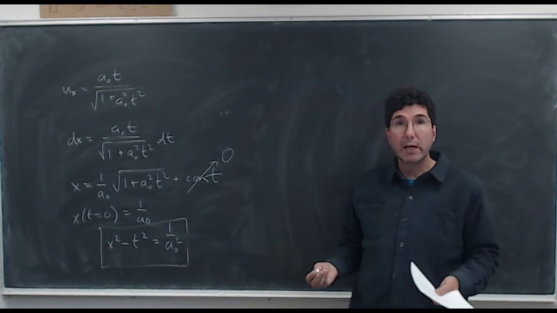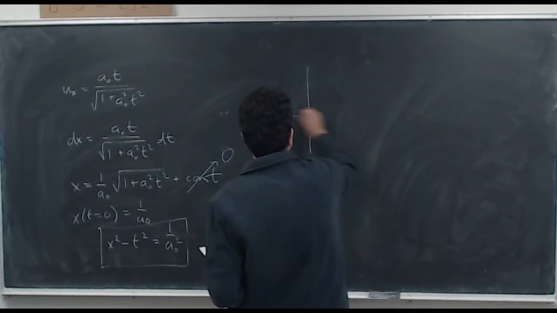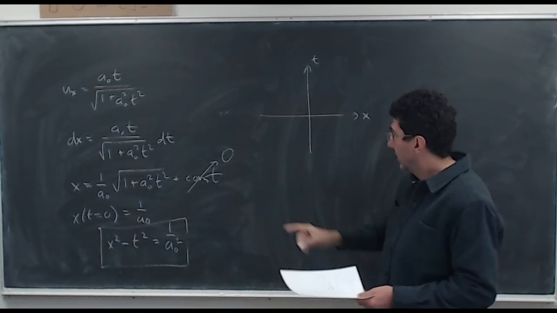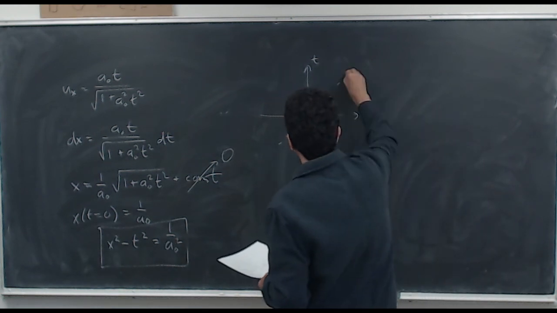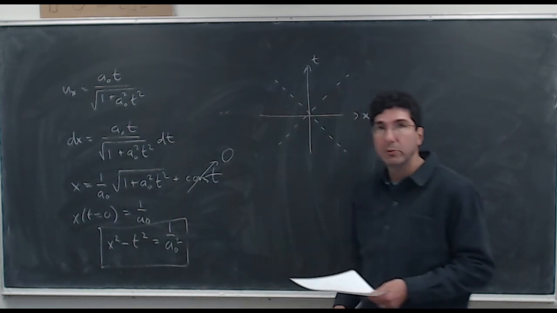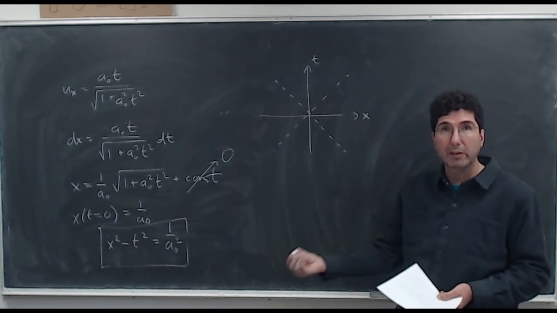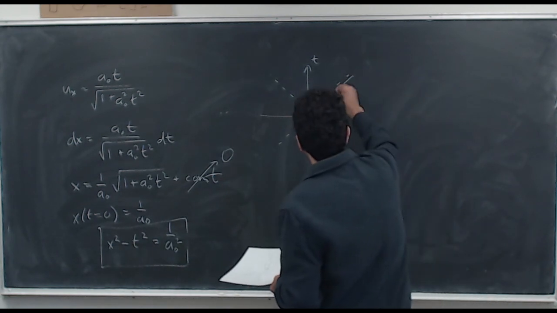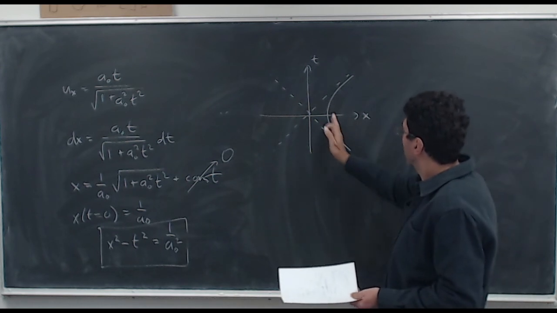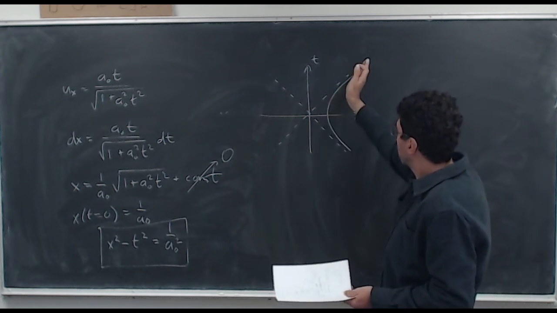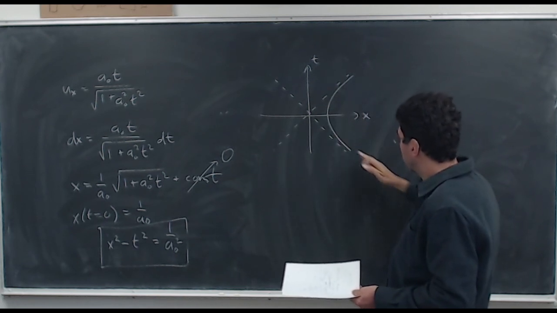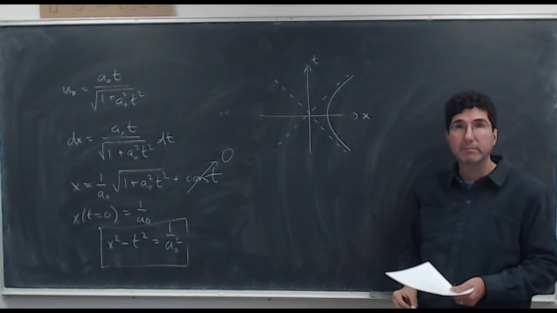What does this trajectory look like in a space-time diagram? So if we have time and space like this, then this is actually a hyperbola. So here are our light cones. And let's assume that we're interested in the solution with x larger than 0, so the particle is on the positive x-axis. Then this trajectory looks like this. And as t goes to plus infinity, it approaches the speed of light in the positive x direction, and as t goes to minus infinity, it approaches the speed of light in the negative x direction.